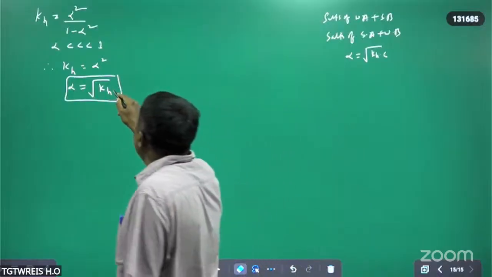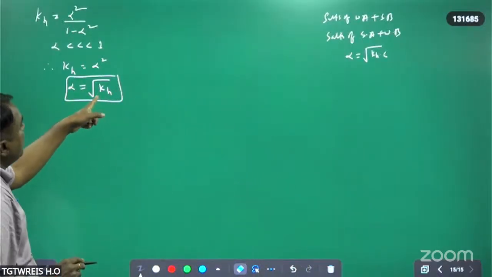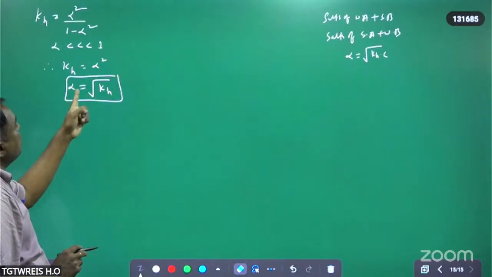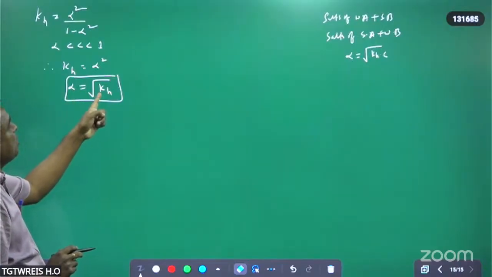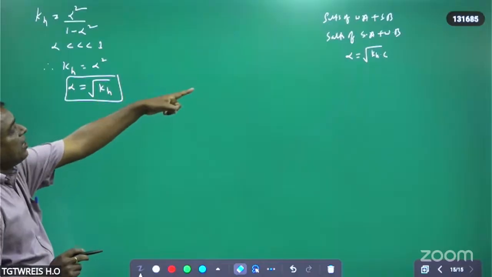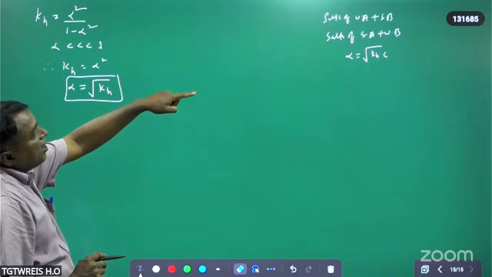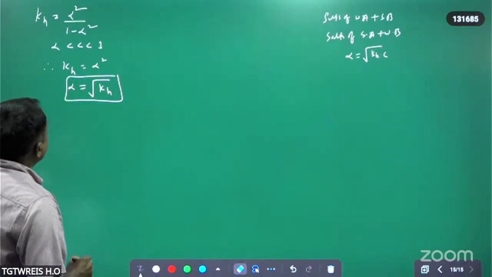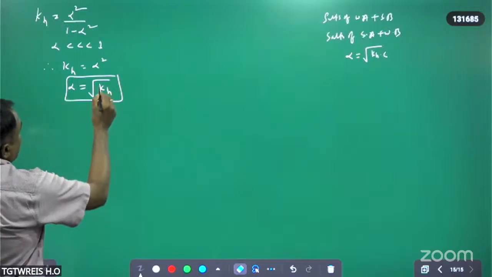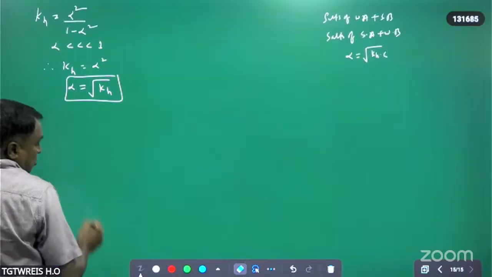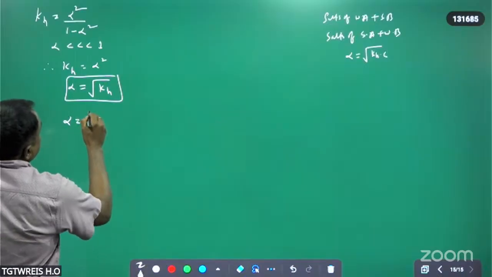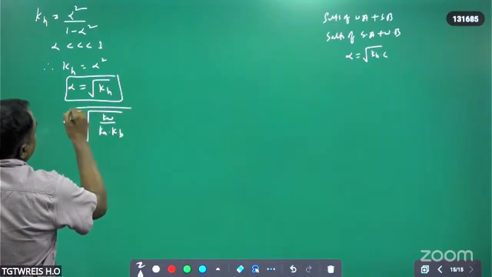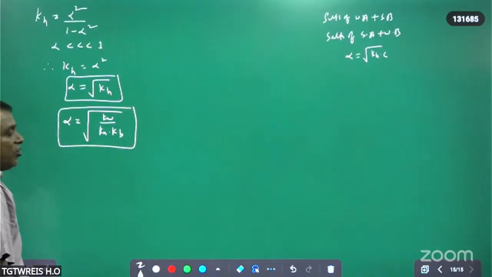But in this case, C never affects the equilibrium. Alpha is equal to root KH. The degree of dissociation is directly proportional to KH only. In the other case, alpha is directly proportional to the square root of C, but here C is missing. So alpha is equal to root KH. But what is KH now? KH is Kw by Ka into Kb. Alpha is equal to the square root of Kw by Ka into Kb.